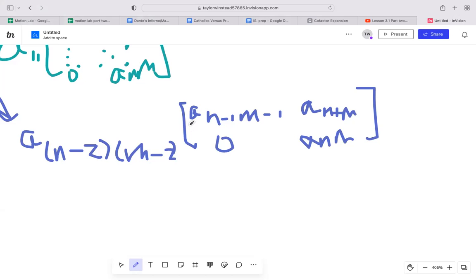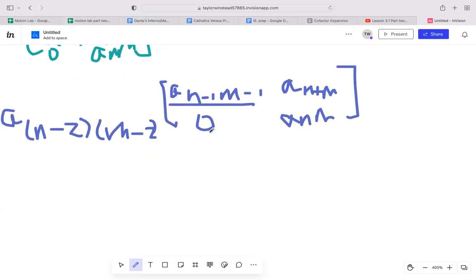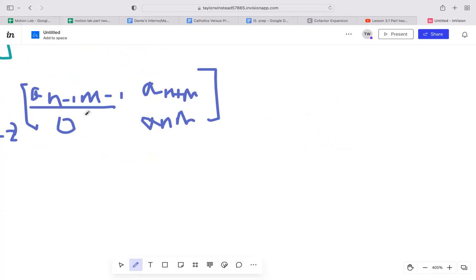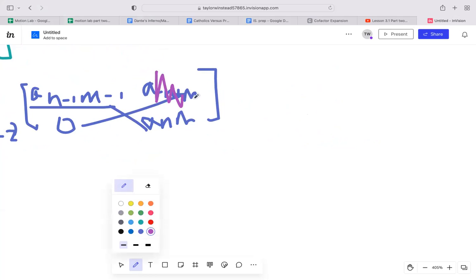Because it'd be one less of both rows and columns than this right here. So this would be what you'd end up with if you kept going down and down through this cofactor expansion. Now, imagine trying to find the determinant here. You multiply this and this and this and this. Well, of course, we know that this would immediately cross out.